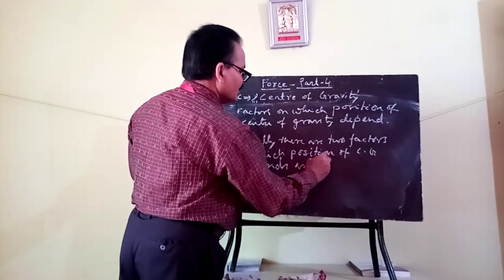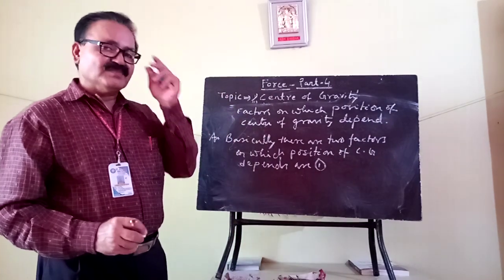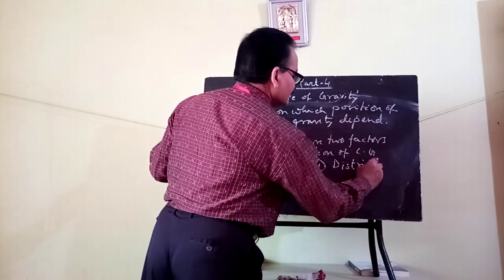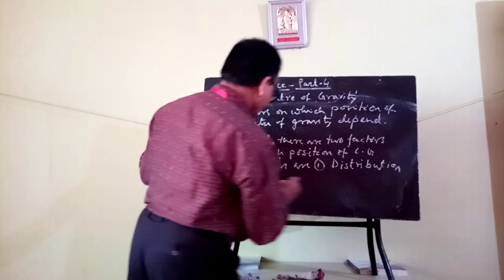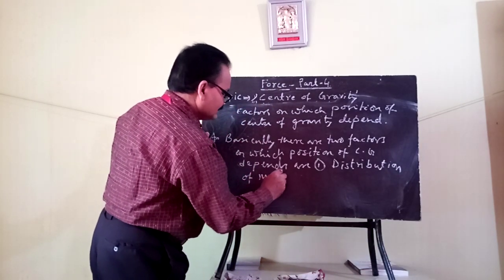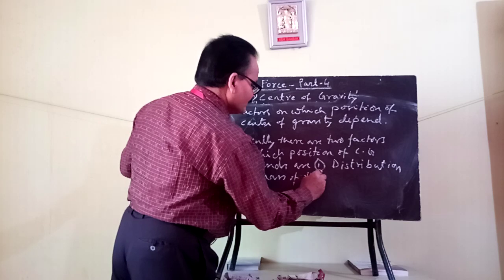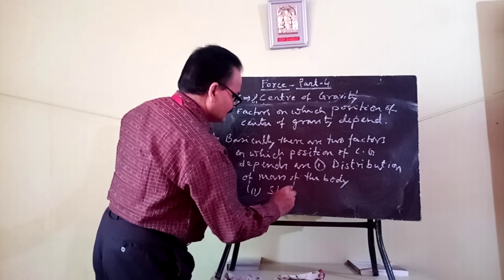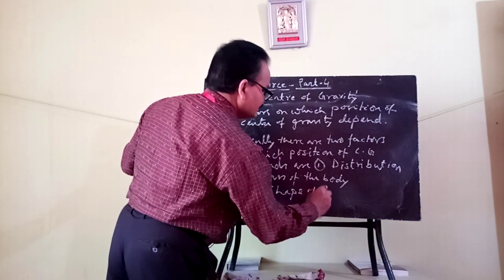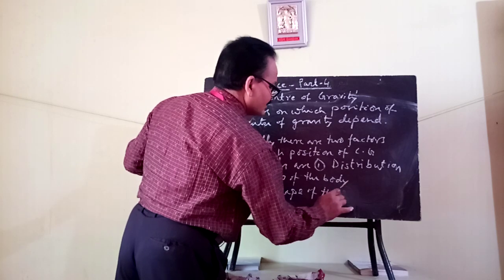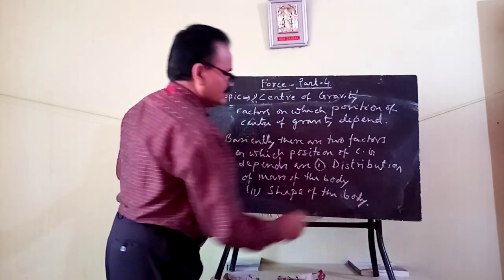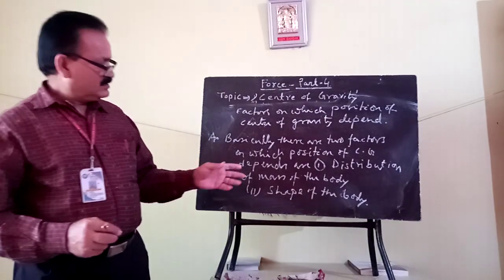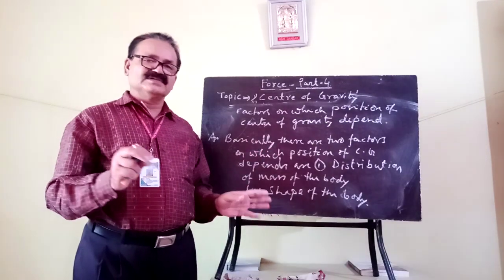Number one is the distribution of mass in the body, and number two is the shape of the object, the shape of the body. These are the two factors on which the position of center of gravity of a body depends.